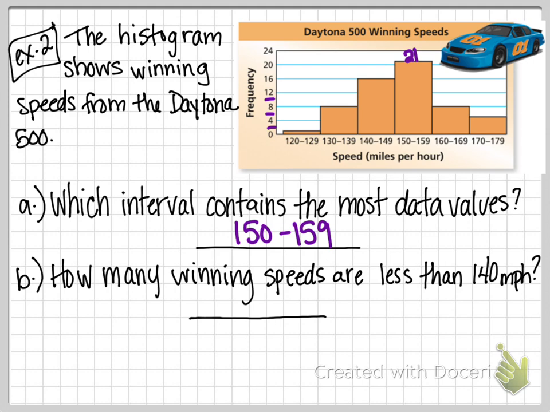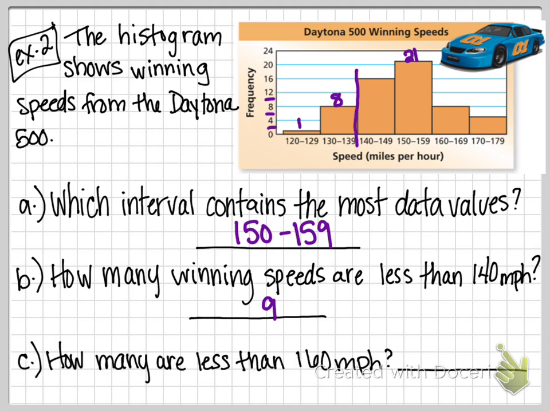How many winning speeds are less than 140 miles per hour? How many winning speeds are less than 140? Will? 9. Good, because we have 8 that are between 130 and 139, and 1 that is 120 to 129. Those are all less than 140, because that starts here. Meaning that there are 9 winning speeds less than 140.